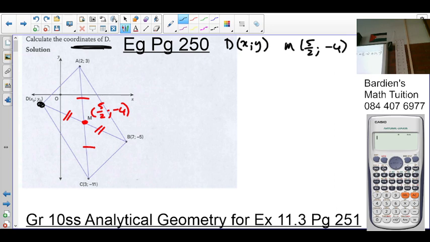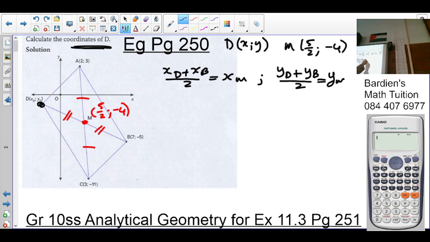So if we are given the midpoint, we use the formula there. XD plus XB over 2 is equal to X mid, the X value of the midpoint. And on the other hand, we have YD plus YB over 2, which is going to give you Y mid. Okay. So XD is what? X. That's XD, YD. XM, YM. XB, YB.